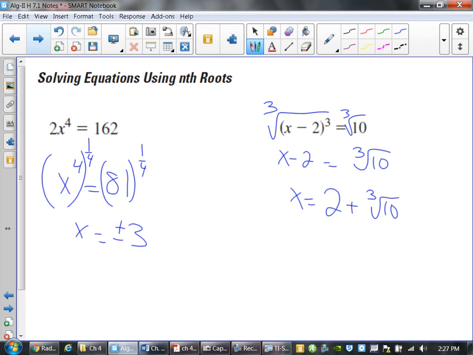Why was the cube root of 10 not written as plus minus? Because it's an odd root, an odd nth root. When you have an odd nth root, it's always the same sign. Whenever you take an odd root on both sides of the equation, your sign stays the same as it was to begin with. Whenever you take an even root over both sides of an equation, you will always get plus minus. Odd roots stay the same. Even roots go plus minus when it's over an equal sign.